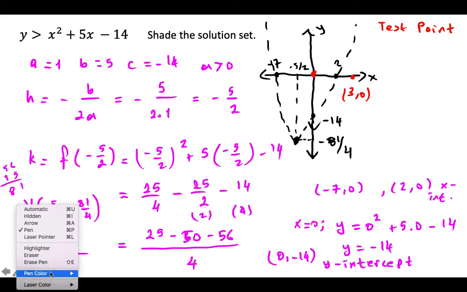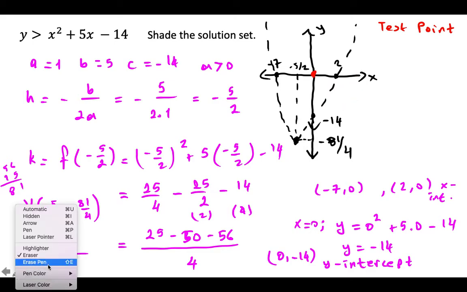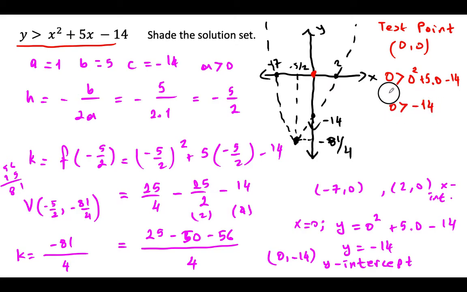Let me clean 3, 0 so I don't confuse your mind. But by the way, we can choose. If we use that one, since it is inside, it's easy. So 0, 0. When I put it in the original function, 0 greater than 0 squared plus 5 times 0 minus 14, so 0 is greater than negative 14. Is this correct? Yes, that's correct.